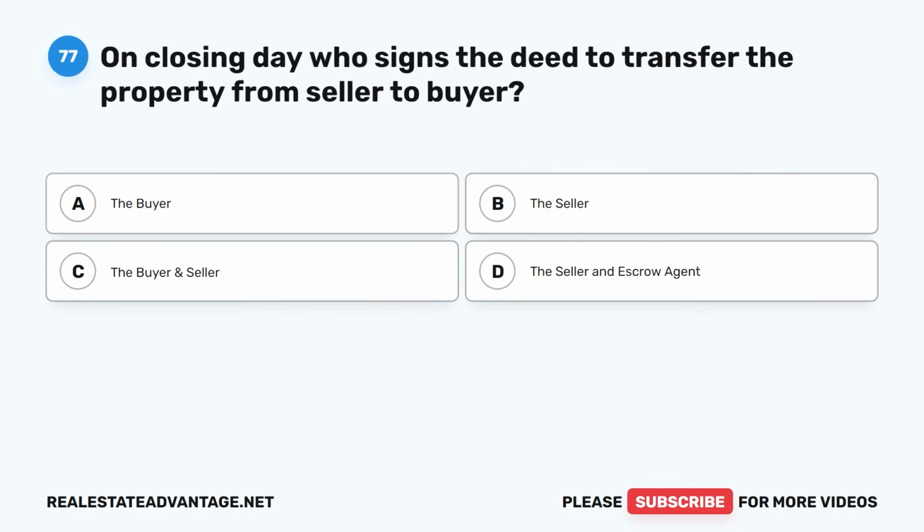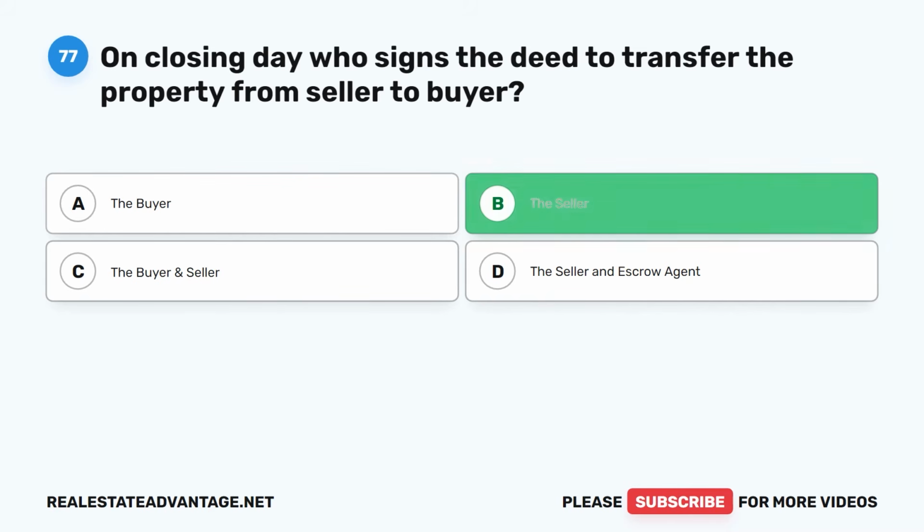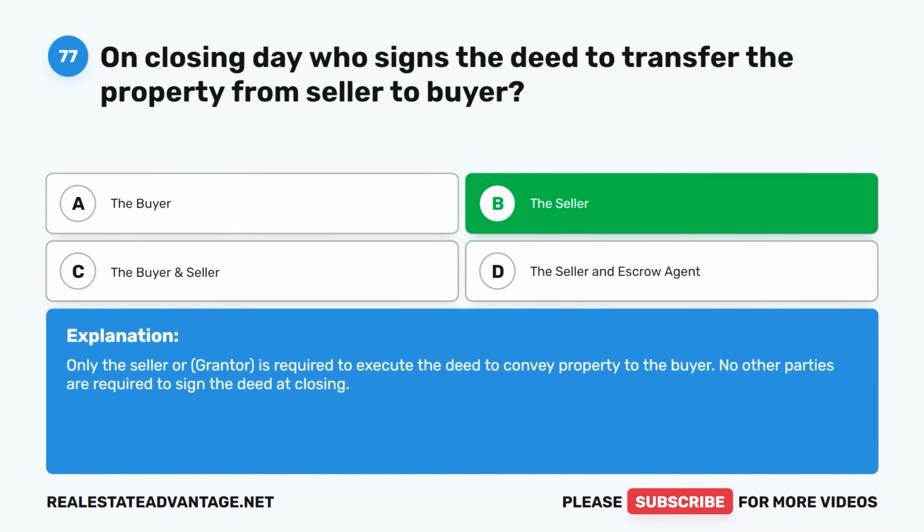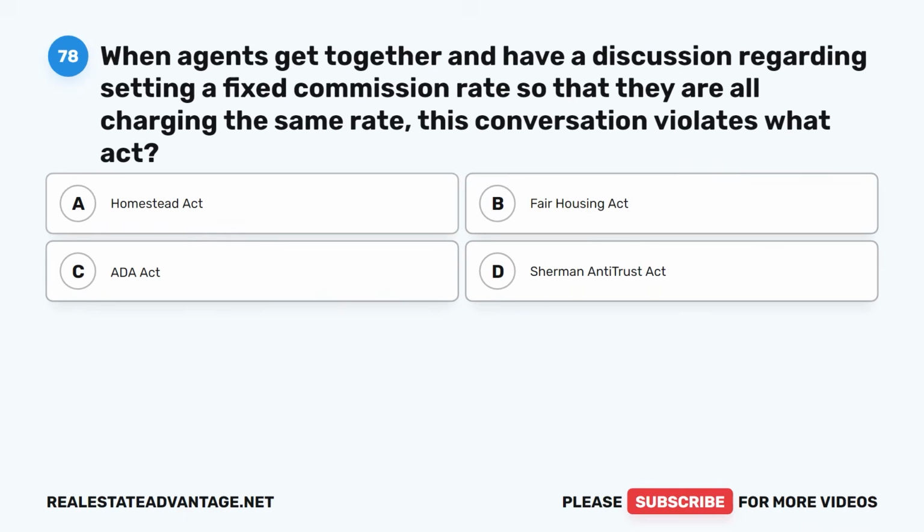Question 77. On closing day, who signs the deed to transfer the property from seller to buyer? A. The buyer. B. The seller. C. The buyer, seller. D. The seller and escrow agent. The correct answer is B. The seller. Only the seller or grantor is required to execute the deed to convey property to the buyer. No other parties are required to sign the deed at closing.